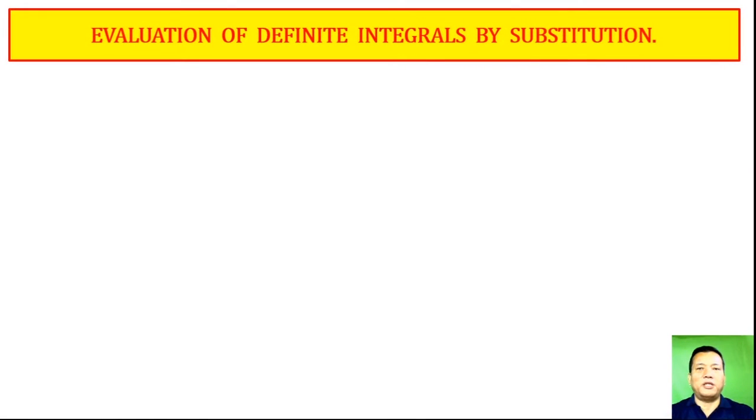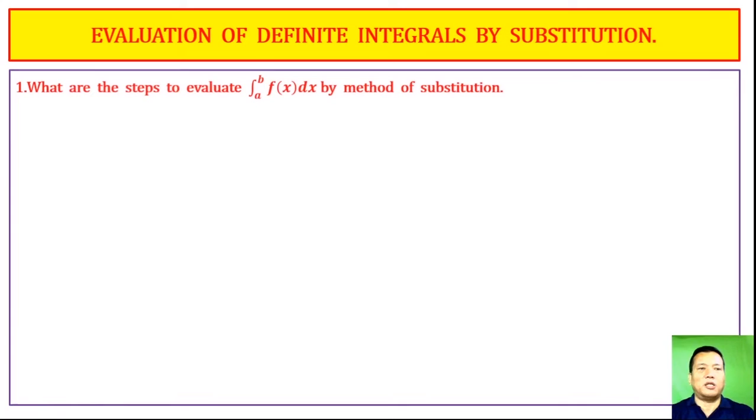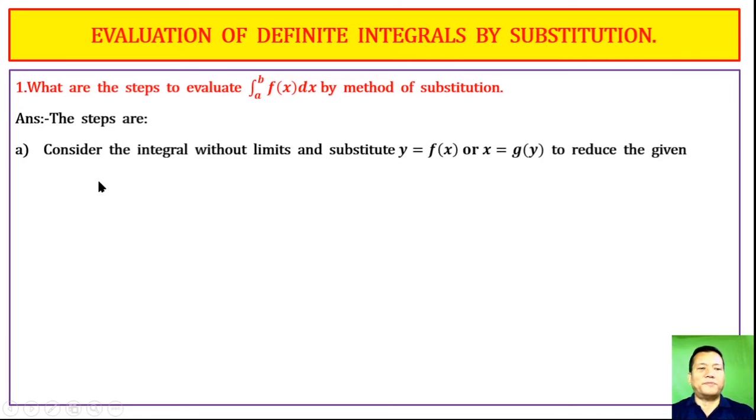Evaluation of definite integrals by substitution. What are the steps to evaluate the definite integral of f of x between a to b by the method of substitution? The steps are: 1. Consider the integrand without limits and substitute y equal to f of x or x equal to g of y to reduce the given integrand to a known form.